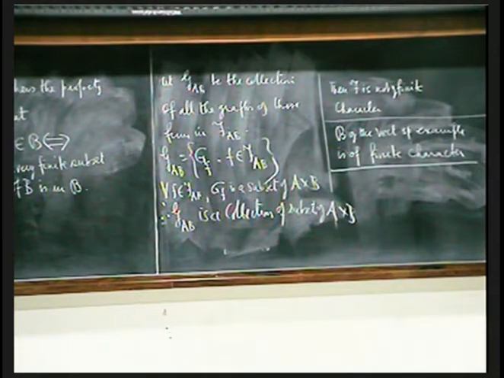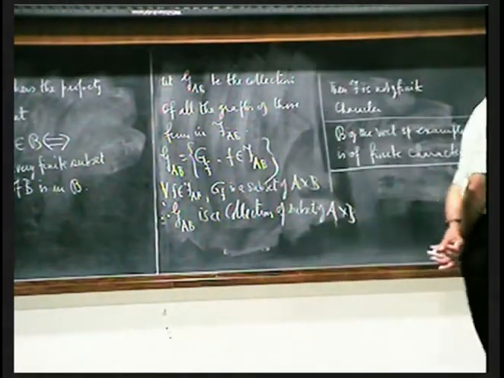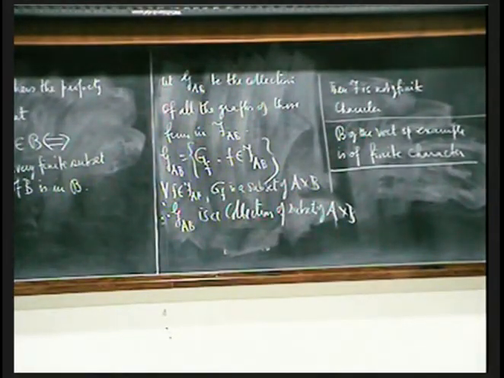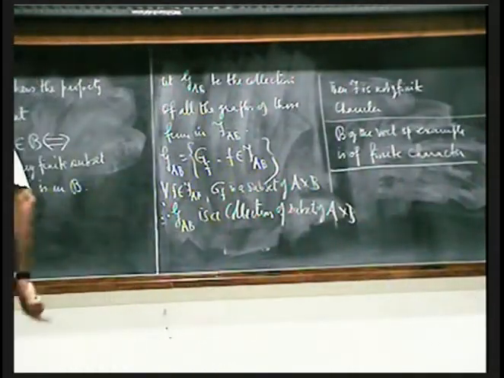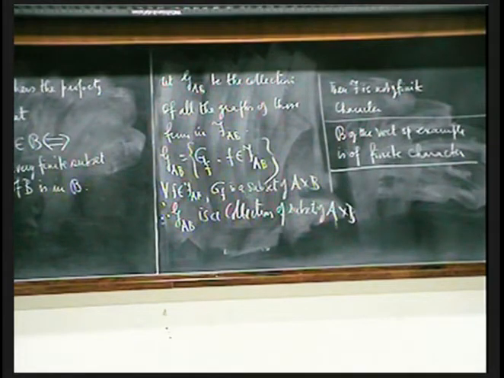So what is GAB? Simply take a function, draw its graph. Take another function, draw the graph. The only thing is the function's domain is part of A and the values are in the set B. So now I have a collection of sets in A cross B, namely the collection of all the graphs of the functions coming from FAB. This collection of sets that I have got, script GAB, I want to claim is of finite character.